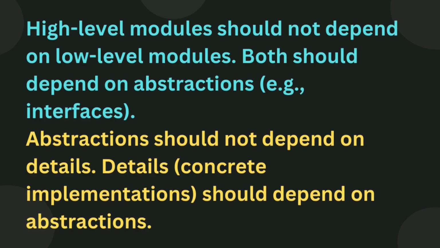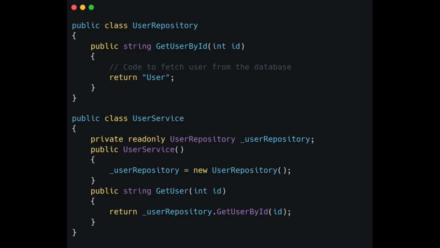The dependency inversion principle states that high-level modules should not depend on low-level modules. Both should depend on abstractions. Abstractions should not depend on details. Details should depend on abstractions. Let's take a look at this example. We have a class UserRepository with the method getUserById, and we have another class UserService which has a direct instance of UserRepository. The getUser method is using the instance of UserRepository to fetch users by ID.